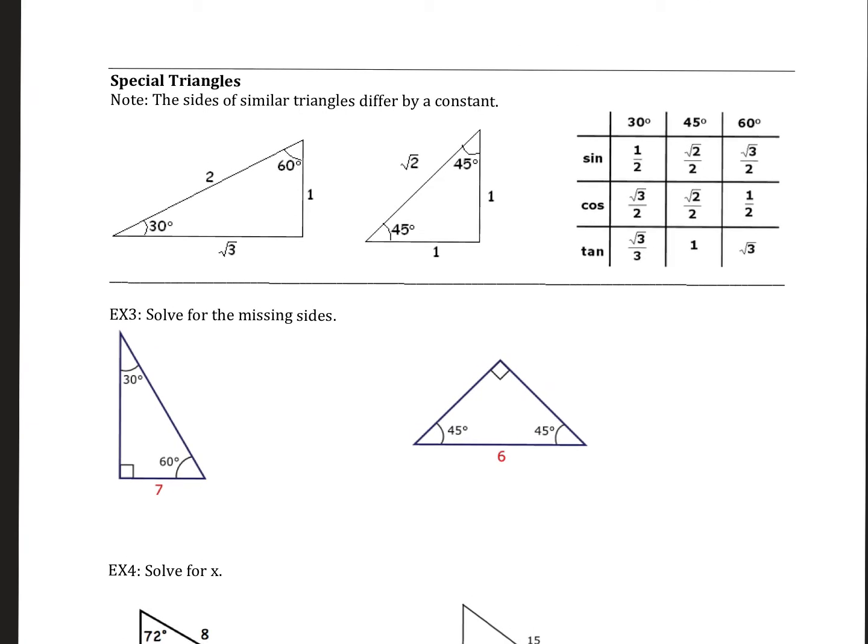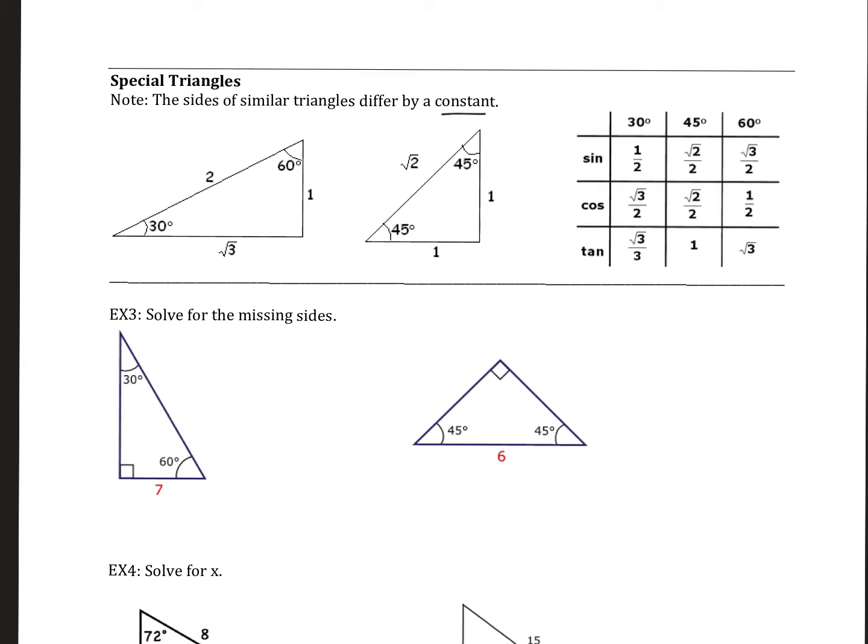Okay, so note the sides of similar triangles are considered similar if they only differ by a constant. What does that mean, to differ by a constant? Let's see, 2 and 14 only differ by 7, a constant of 7. So it's basically that they're considered multiples of something. So let's take a look at these 2 special triangles.